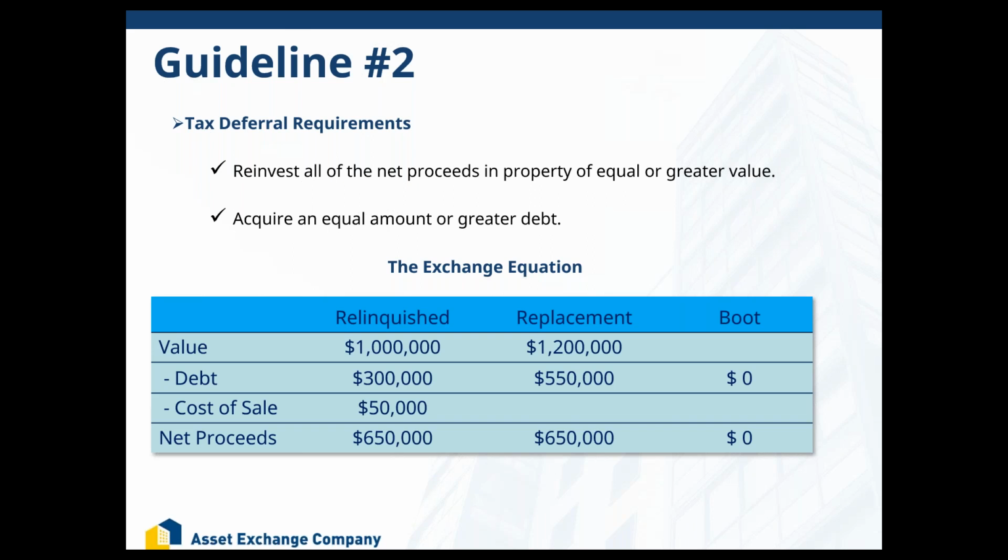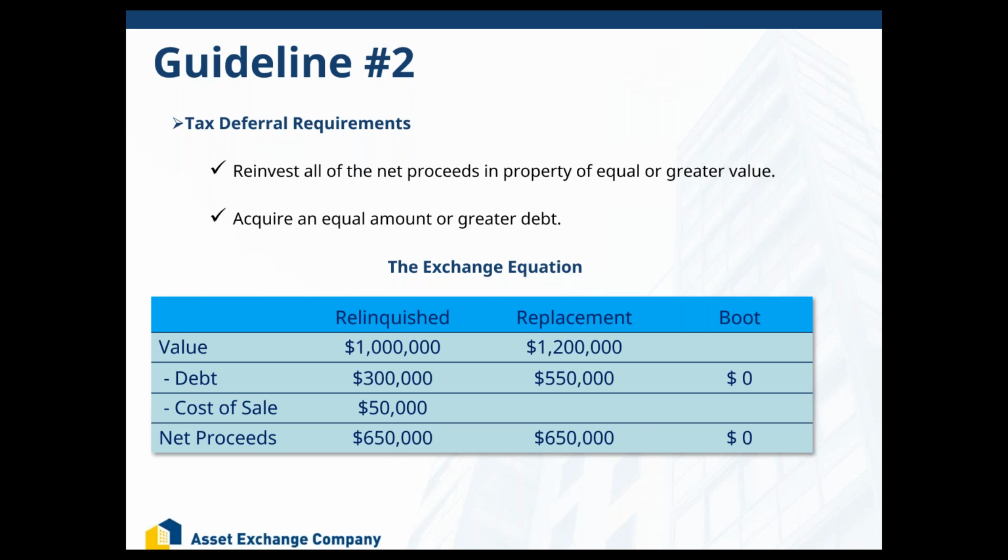Now, they still need another $550,000 to help them buy that property for $1.2 million. So what do they do? Well, in this case, they get a loan for $550,000. By doing that, they actually obtain greater debt, right? Because they had a loan for $300,000 that they paid off. That was the payoff amount, and they got a new loan for $550,000.